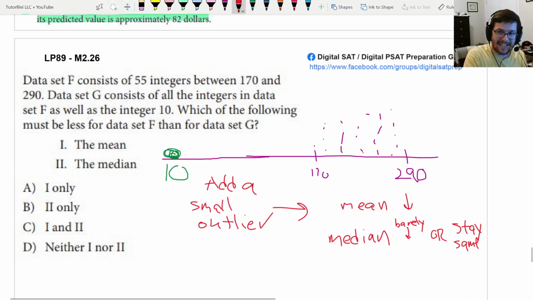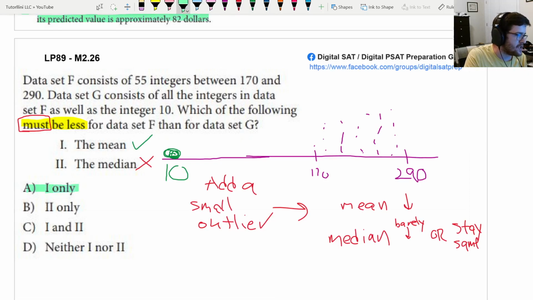And notice, guys, this really important key word here, must be less. Do you see how it says must? That's basically saying, if you pick that, you're saying it has to go down. The median does not have to go down. It could stay the same. So this one is good. The mean is definitely less, but the median is not definitely less. The median could stay the same. So the answer is 1 only, which is answer choice A.